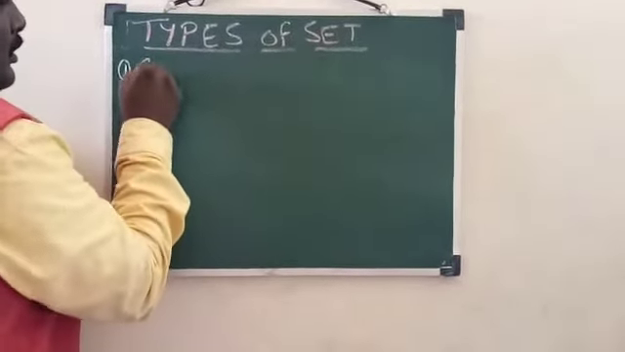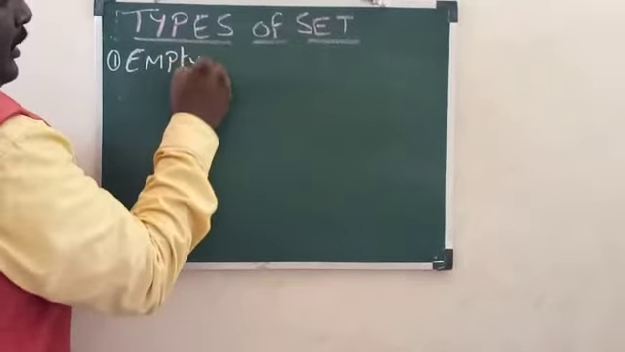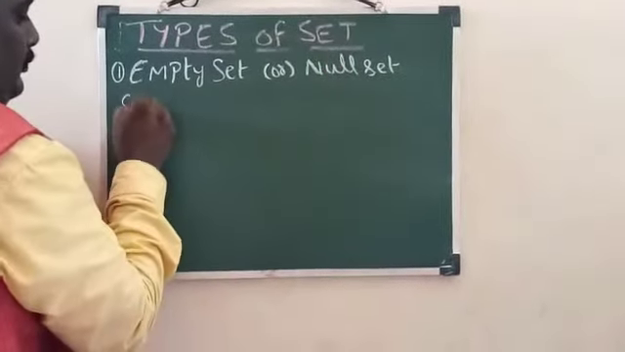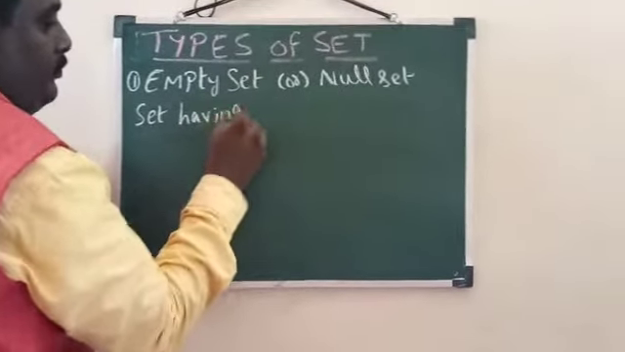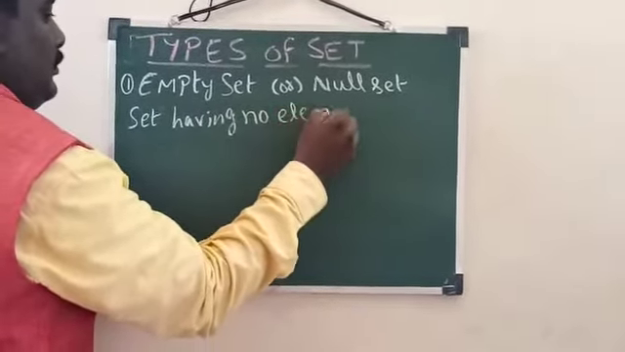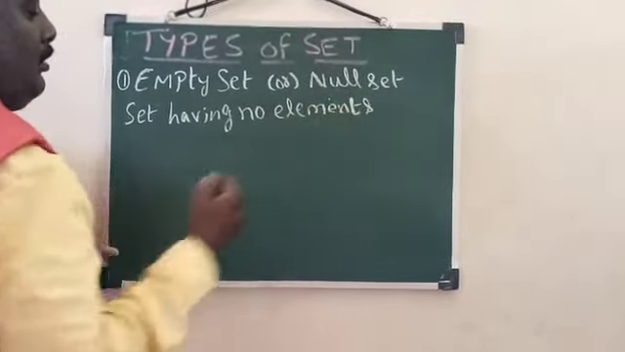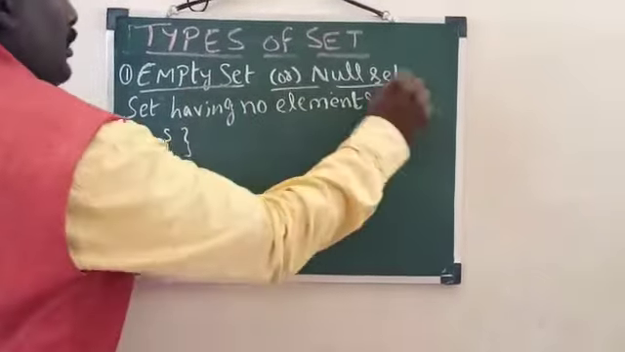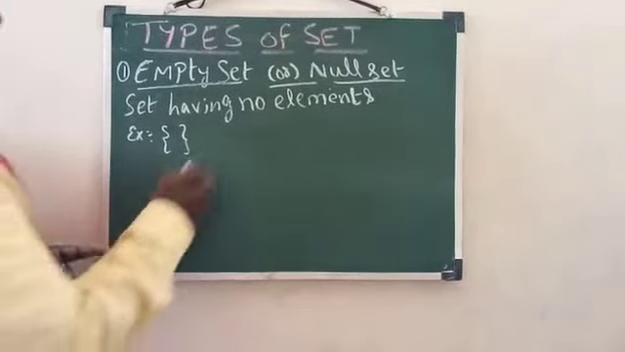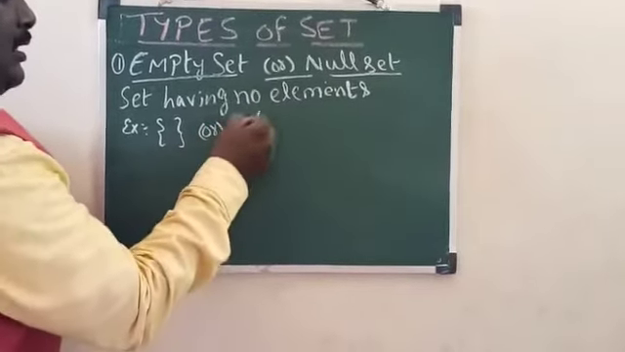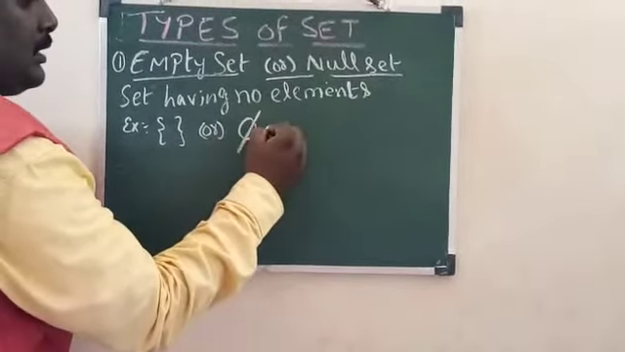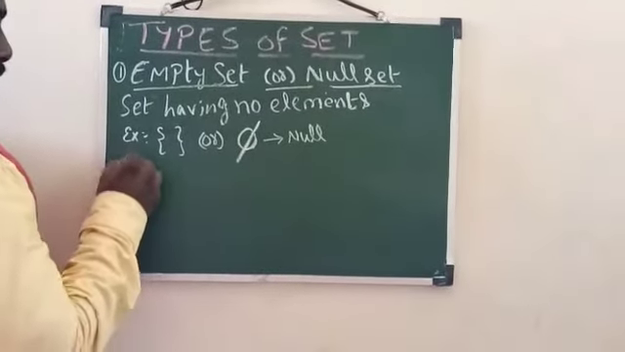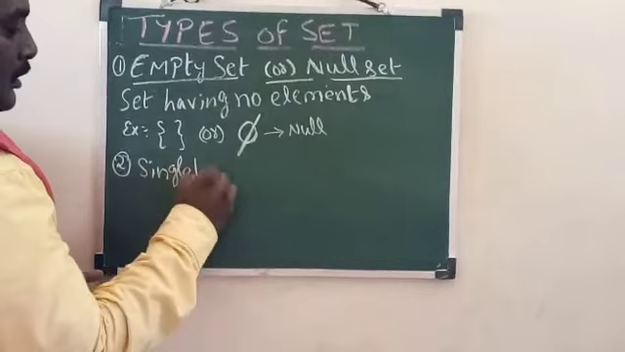First, the empty set, or null set. A set having no elements. This is an empty set. Empty set means a set having no elements. The symbol of the empty set is null, which we call the null set. Second one, the singleton set.